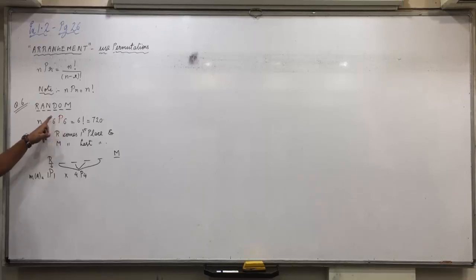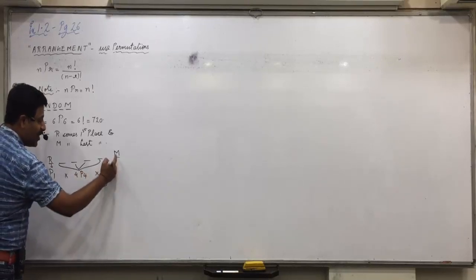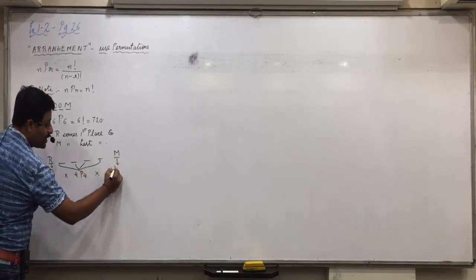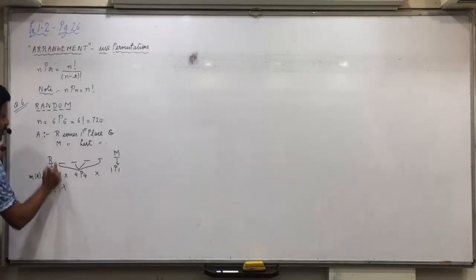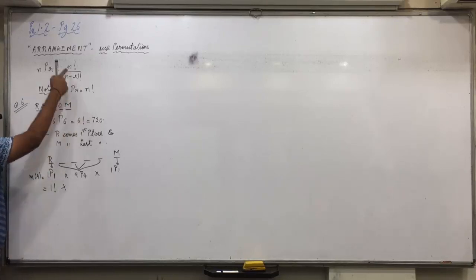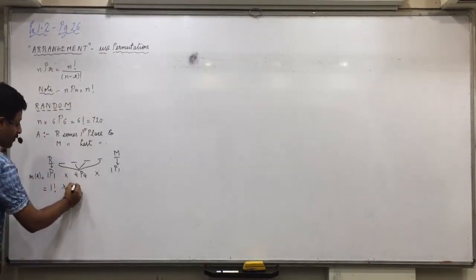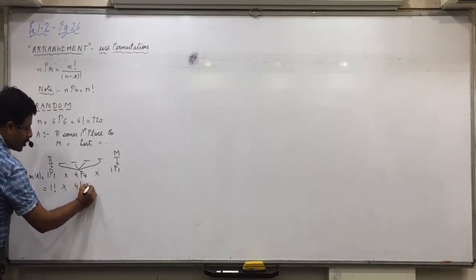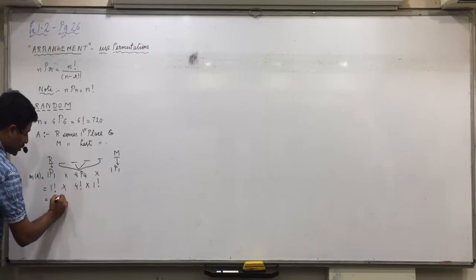And O, 4 letters can be arranged in 4 places in 4P4 ways. And 1 letter M again in 1 place can be arranged in 1P1 ways. Did you understand this? Note that nPn is n factorial. Actually this formula will never be used only. So nPn is n factorial: 1P1 is 1 factorial, 4P4 is 4 factorial, again 1P1 is 1 factorial. So 4 factorial is 24.